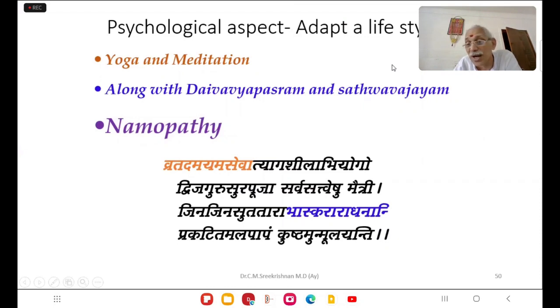Avoid all types of fast food, etc. Adopt a good lifestyle. And usually in our hospital we give Nama Japa, that is chanting the mantra. As per Sampradaya, we will ask the patient to chant the mantra. By doing this mantra japa, the mind will become calm and quiet. He can select the wanted thing.